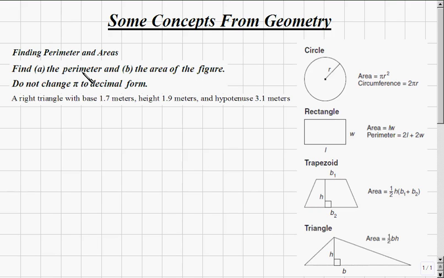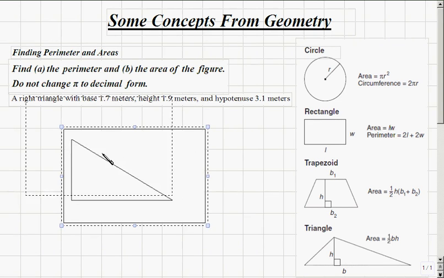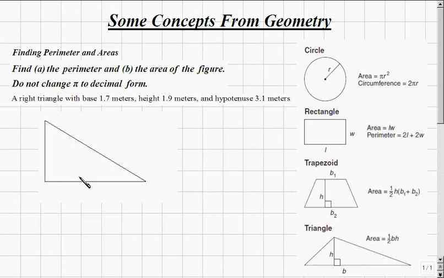Let's find the perimeter and the area for the figure below. A right triangle with base 1.7 meters, height of 1.9 meters, and hypotenuse of 3.1 meters. We start by drawing a right triangle. It's a right triangle if one corner, one vertex, is a right angle, 90 degrees. And so this is a right triangle.